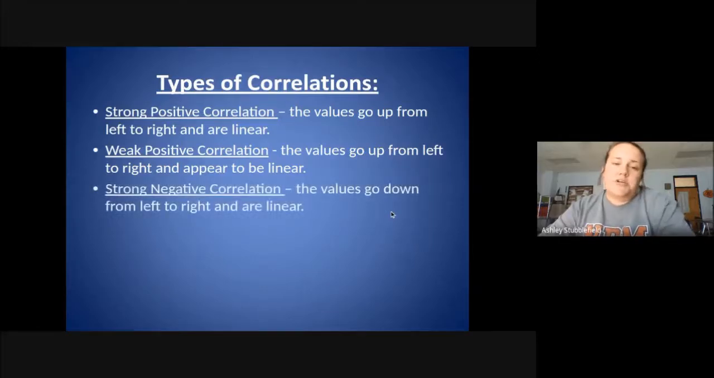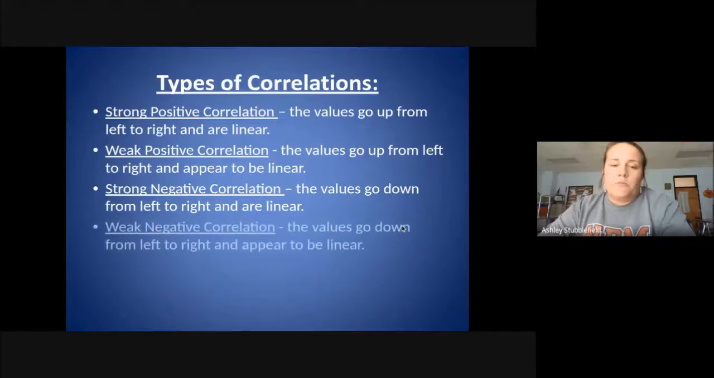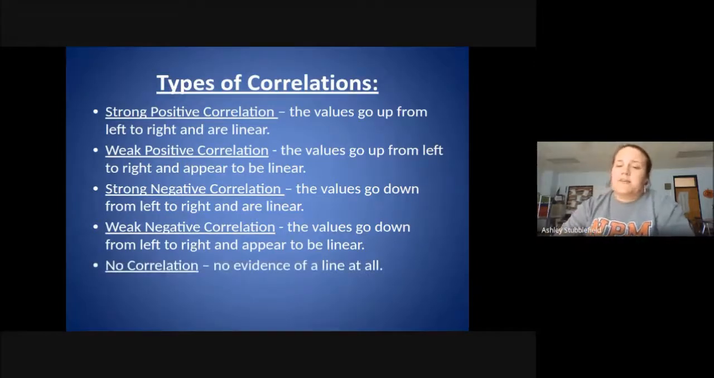And then the same is true for negative. The only difference is your values go down from left to right instead of up. So a strong negative means they go down and they're pretty close to being that straight line. And weak means that they go down, but they're not quite as linear as the others. And then no correlation means that there's probably not a relationship at all between your two variables.